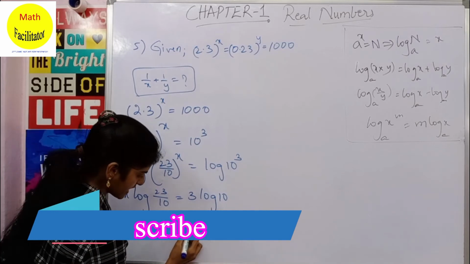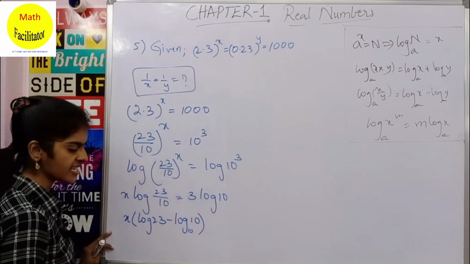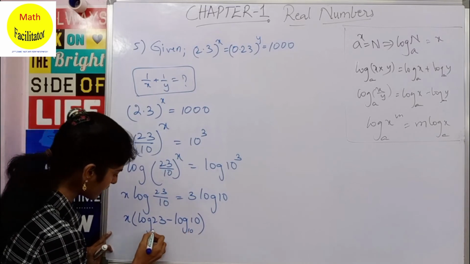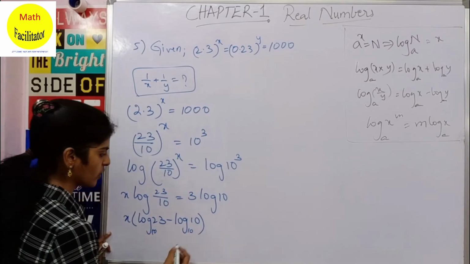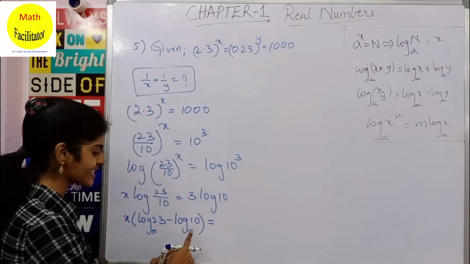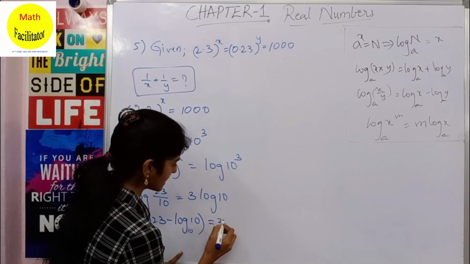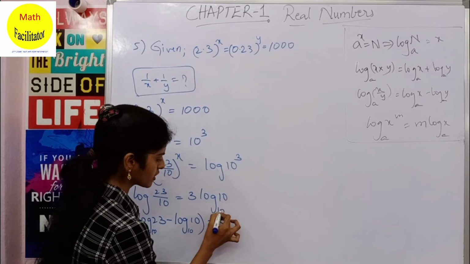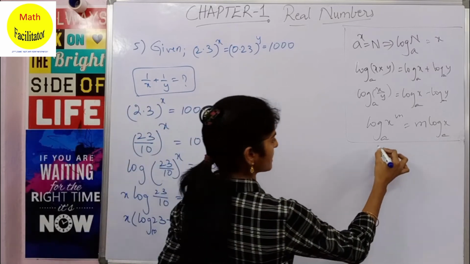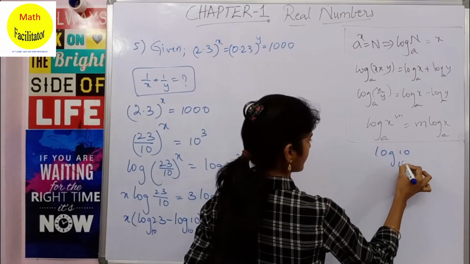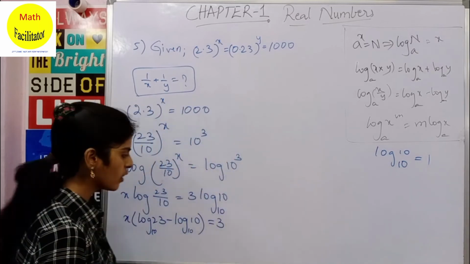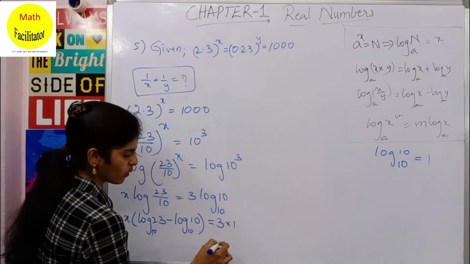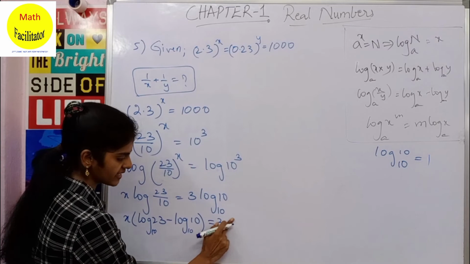Now log 10 is nothing but log 10 to the base 10. As I already told you, we are always speaking log to the base 10. Even if you are not writing it here, still it is log 10 to the base 10, equal to 3. Now this is also log 10 to the base 10, and you have to remember that log 10 to the base 10 is always 1. So it is 3 into 1, which is 3.